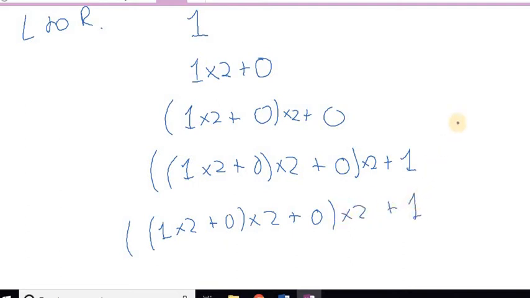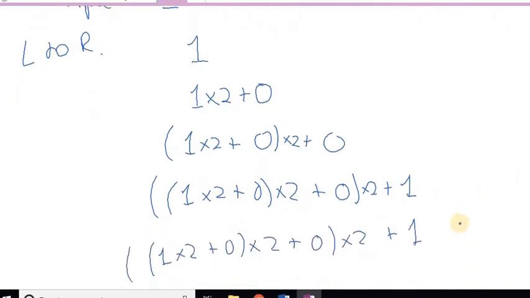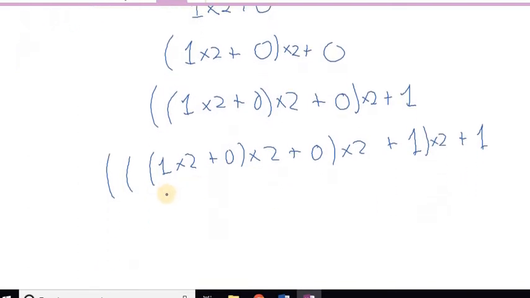Now every time I multiply by 2, basically I'm shifting the binary representation over. All right, so how far did I get up to? I have a 1 there, and I have one more 1. So to get the last one, I'm just going to multiply this whole thing times 2 plus 1. And that's going to give me the same result.